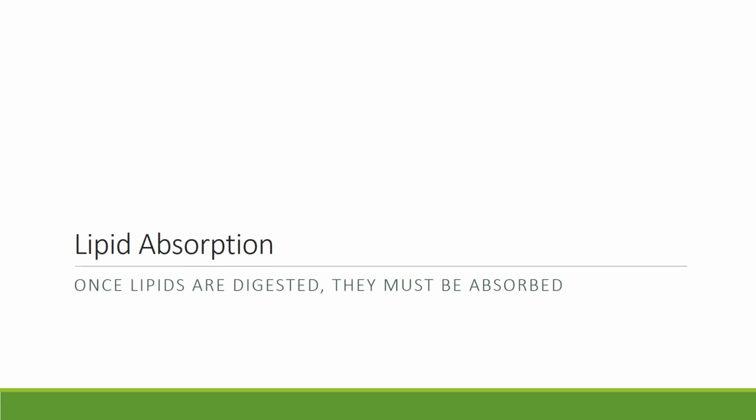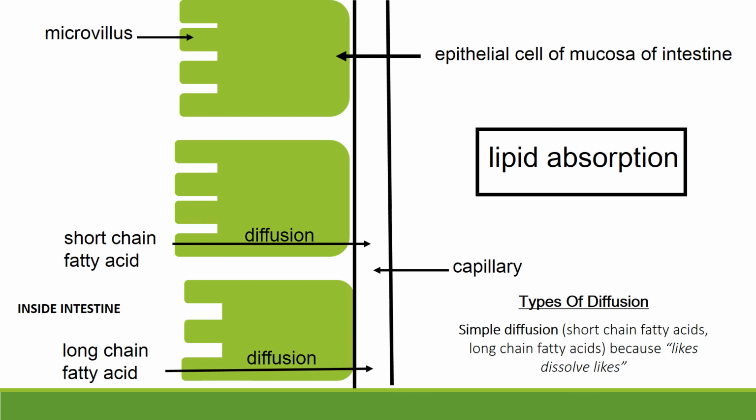Let's look next at how these lipid breakdown products are absorbed. Here is the same diagram you saw with carbohydrate and protein absorption. Down the center is the capillary, to the left is inside the intestine, and the green cells are the epithelial cells of the mucosa of the intestine.